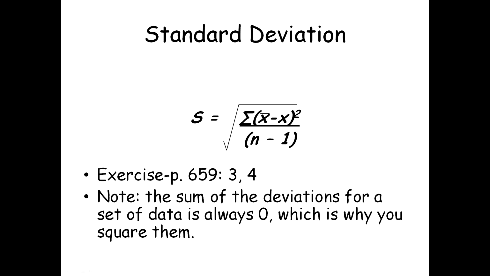In formulaic terms, this is what it looks like. S equals the square root of the sum of x minus x bar squared divided by n minus 1. And the sum of the deviations for a set of data are always going to be 0, which is why you square them.